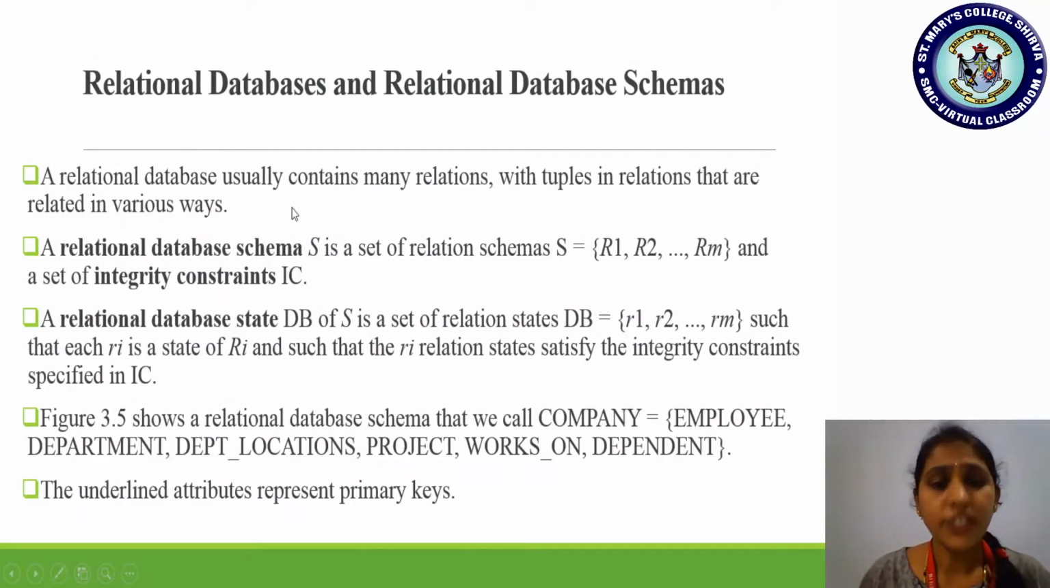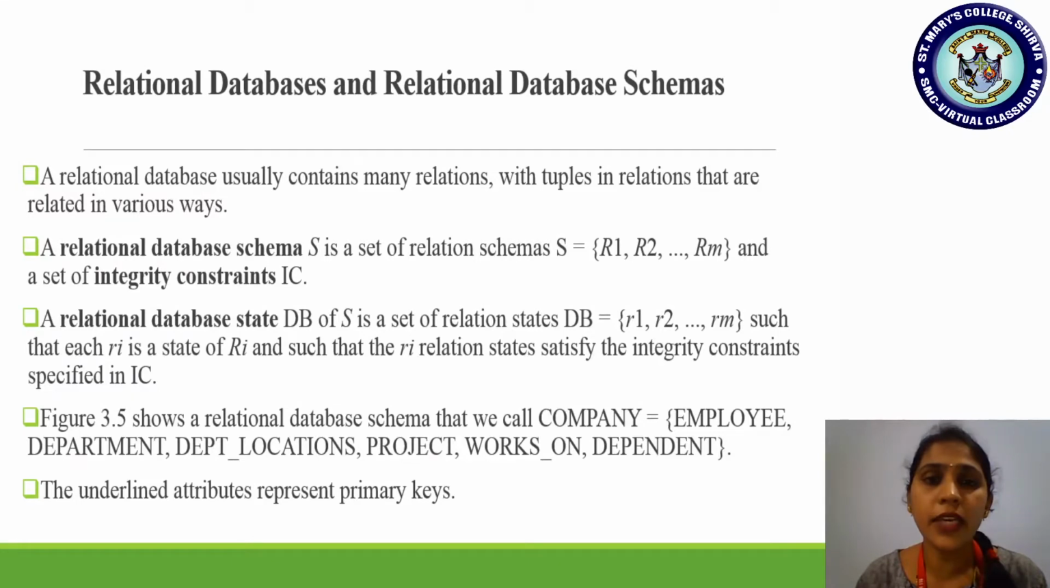Well, with the definition, a relational database usually contains many relations. So we know the meaning of relation. Examples are student, employee, department, project. These are the relation names. So a relational database means what? When there is a collection of relations, a database consisting of many relations.